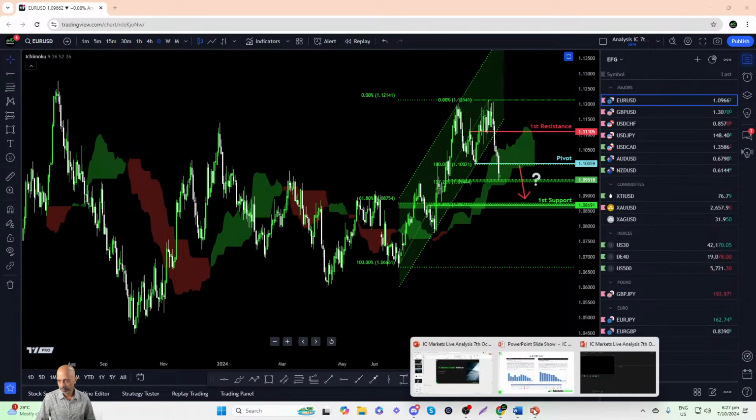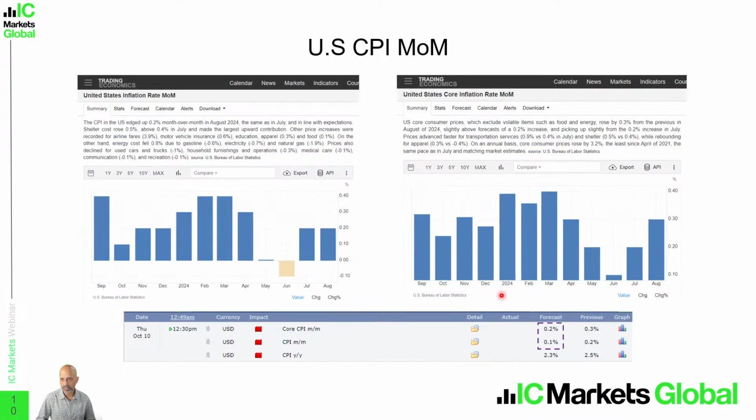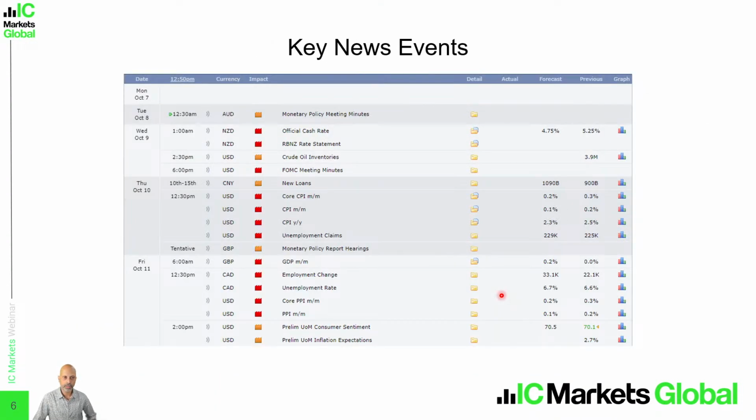Before we wrap up today's session, take note, there's quite a few things going on the calendar for this week. We have the monetary policy meeting minutes from the RBA tomorrow, that's Tuesday, 12:30 a.m. GMT. We also have the RBNZ expected to cut its official cash rate by 50 basis points. We can expect the Kiwi to come under significant selling pressure on Wednesday, 9th of October, that's at 1 a.m. GMT.